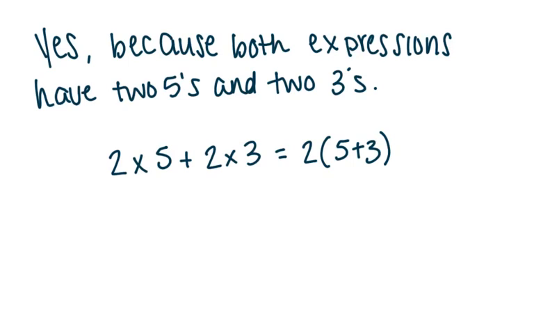So new question, is the model we used in our first example and the model we used in the second example, are they equivalent to each other? Yes, our 2 examples are equivalent to each other because both of those expressions have 2 5s and 2 3s. So therefore, 2 times 5 plus 2 times 3 is equal to 2 parentheses 5 plus 3 parentheses. They are the exact same. They are equivalent. No matter which one you use, you're going to get the exact same answer.